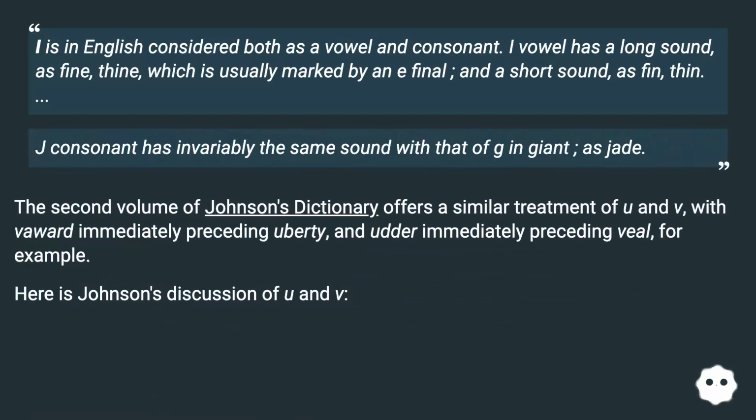"I is in English considered both as a vowel and consonant. I vowel has a long sound, as fine, vine, which is usually marked by an E final, and a short sound, as fin, thin. J consonant has invariably the same sound with that of G in giant, as jade." The second volume of Johnson's dictionary offers a similar treatment of U and V, with "voward" immediately preceding "ubity," and "udder" immediately preceding "veal," for example. Here is Johnson's discussion of U and V.